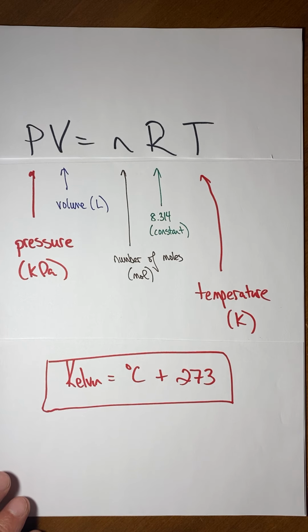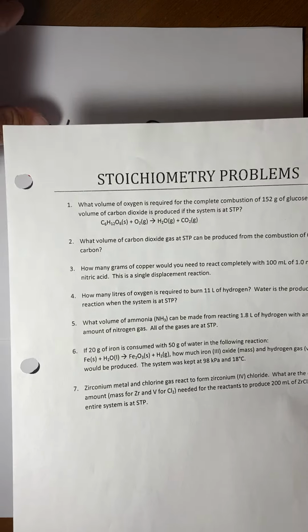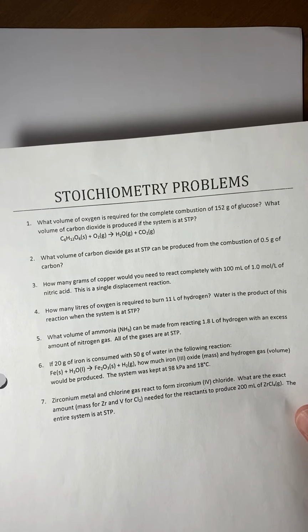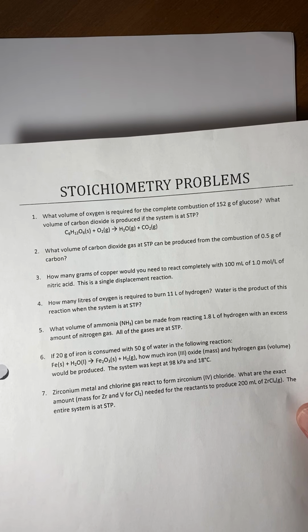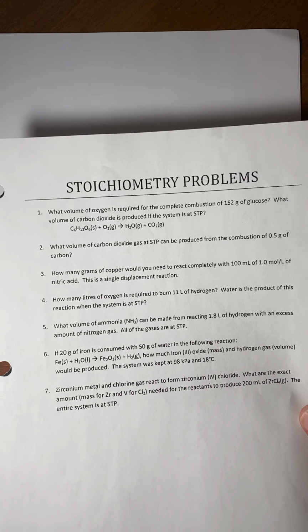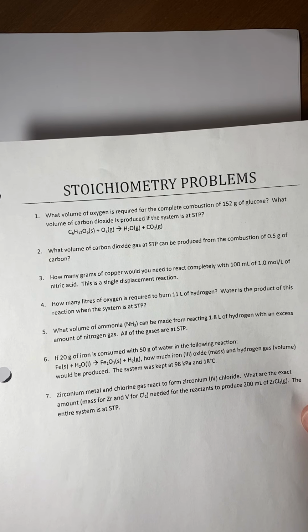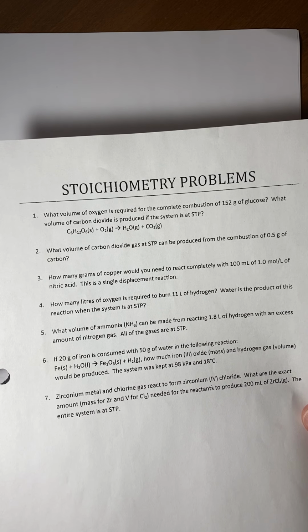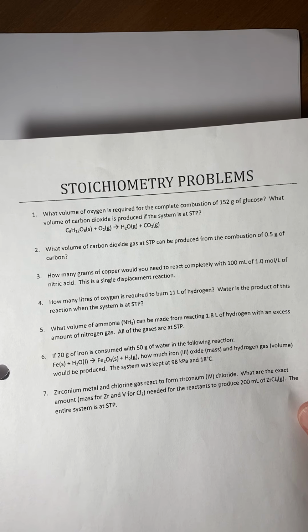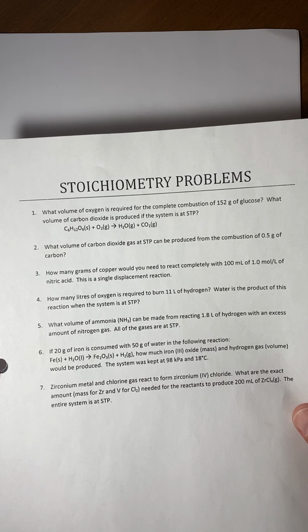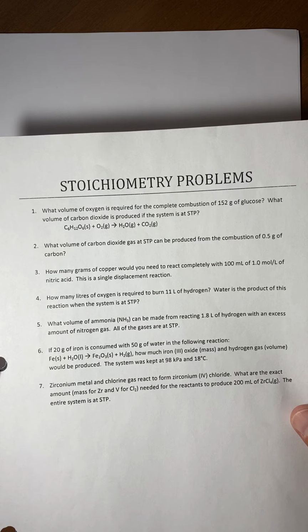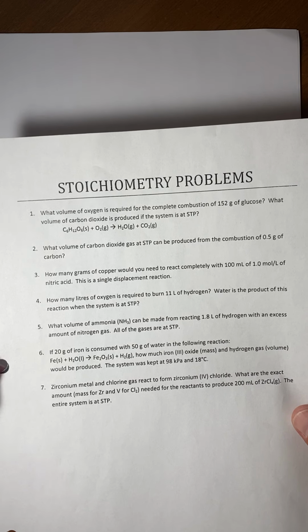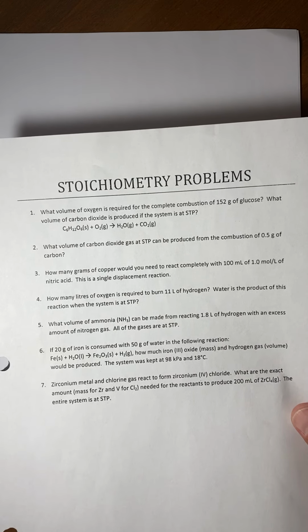So what I want to do is go through a stoich problem as an example with you, and then we've been doing stoich so often that this really shouldn't be too difficult for you. I am going to have you look at the first question here, okay? It reads, what volume of oxygen is required for the complete combustion of 152 grams of glucose? And then I also want to know what is the volume of carbon dioxide produced if the system is at STP. We'll get to STP in a minute, and then obviously I've given you the formula.